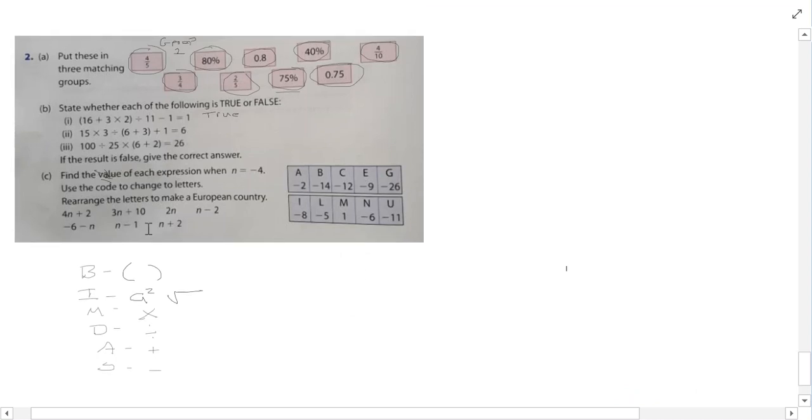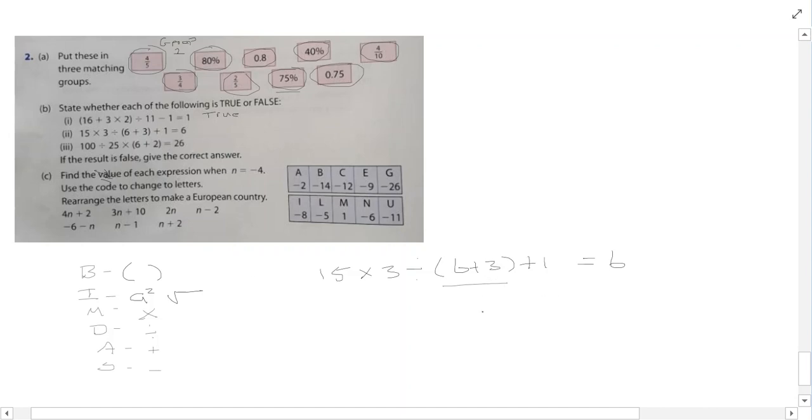So the second one then, we have 15 multiplied by 3 divided by brackets, 6 plus 3 plus 1, is equal to 6. Again, if we have a look at this, we have brackets here, so we have to do what's inside the brackets first. That's the first operation.